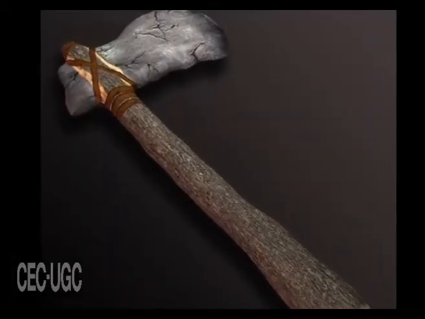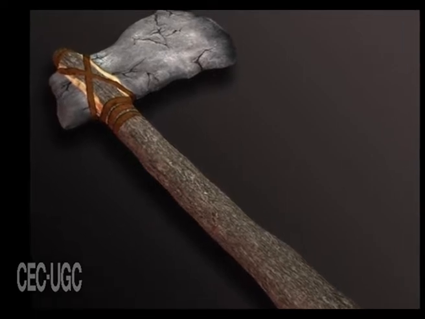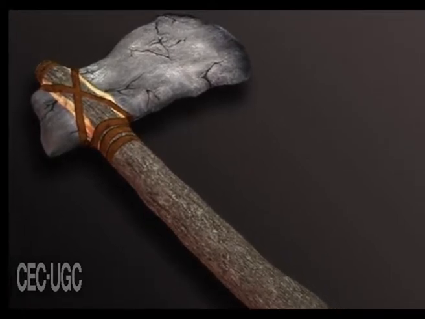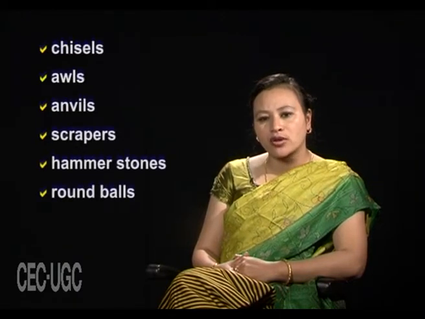The earliest hand axes were made with a hard hammer. More advanced techniques, however, began about 1 million years ago. Rather than simply smashing rock against a boulder, a soft hammer began to be used. In all, 18 different types of implements have been discovered for the Acheulean industry, including chisels, awls, anvils, scrapers, hammerstones, and round balls.